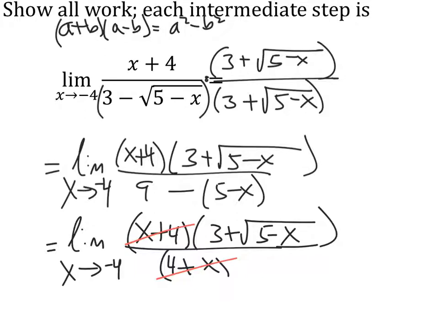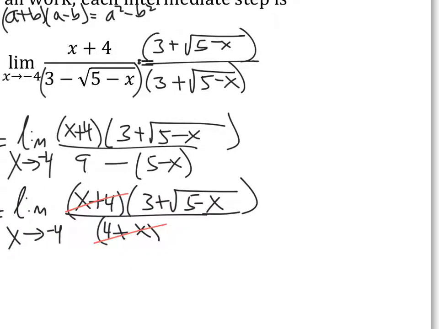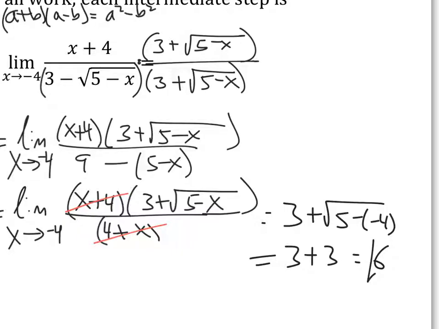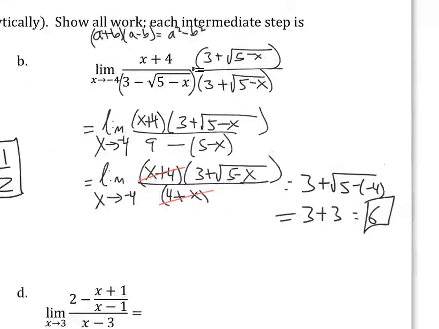And we're left with just that radical expression, which now we can substitute -4 in for x here, because this is canceled out. This is our expression that's left. Plug in -4 there, and we get 3 plus the square root of 5 minus -4, which is 3 plus the square root of 9. Square root of 9 is 3, which is 6. All right.